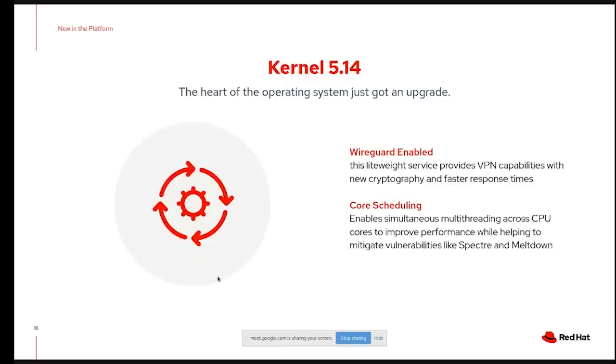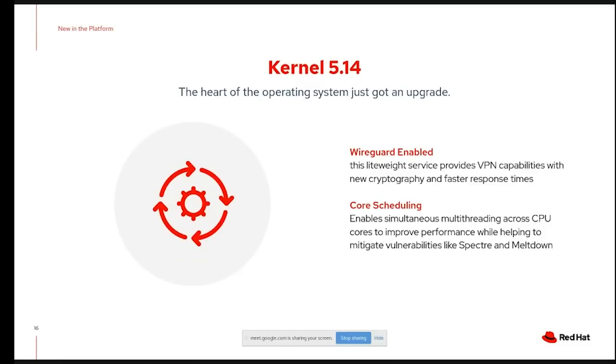What are some new features and things? Well, as with every new version of Red Hat Enterprise Linux, we shift to a new kernel. And so with Red Hat Enterprise Linux 9, that means kernel 5.14. The kernel, of course, is the heart of the operating system. So again, we're running that newer version.